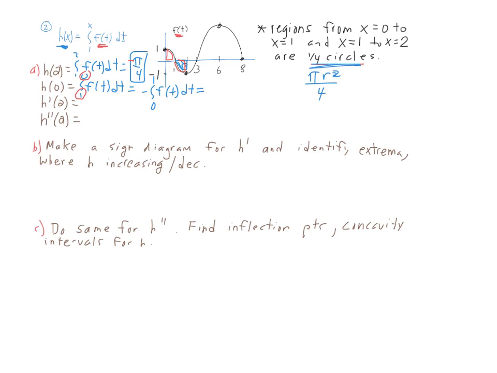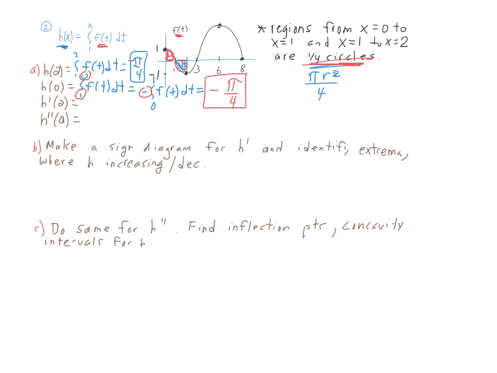Okay, and again, it's the same as what we just talked about. It's another quarter of a circle, so it's pi r squared divided by 4. We already found that region to be pi over 4, so it's really the negation of pi over 4. This region is above, so it's positive, but there has to be a negative in front because we had to reverse our bounds. Okay, so that is negative pi over 4.